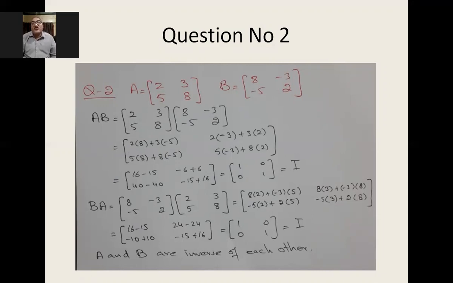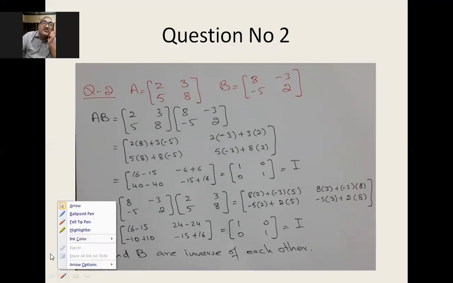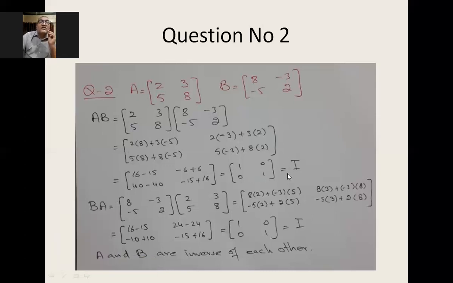So you will have 16 minus 15, and then -6 plus 6. And then you will have 40 minus 40, and then -15 plus 20. So that will be equal to [[1, 0], [0, 1]]. That is I, the identity matrix. [[1, 0], [0, 1]] is called the identity matrix. Okay.